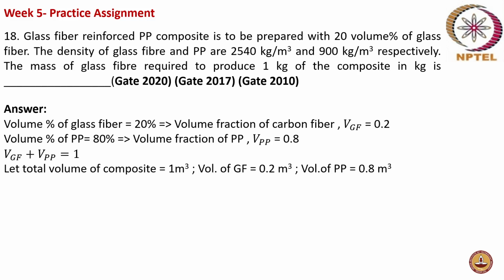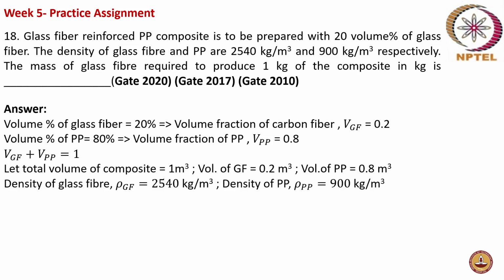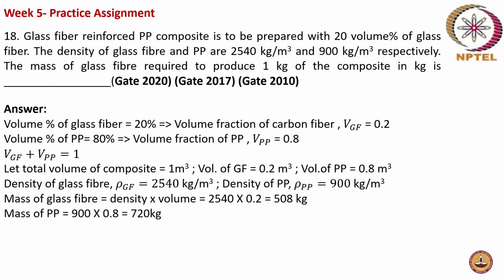So now let's assume that there is a 1 meter cube of composite. Then volume of glass fiber is 0.2 and volume of polypropylene is 0.8 meter cube. You have the density also for glass fiber, which is 2540 kilogram per meter cube, and density for polypropylene, which is 900 kilogram per meter cube. And then mass of glass fiber, you can calculate. Density into volume, 2540 into 0.2, 508 kilogram. Mass of polypropylene, again density into volume, 900 into 0.8, 720 kilogram. So total mass will be 1228 kilogram.